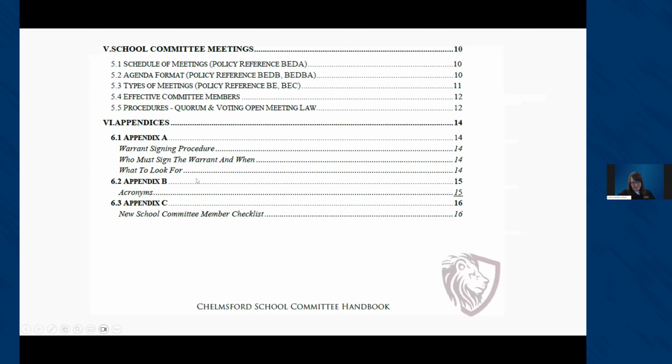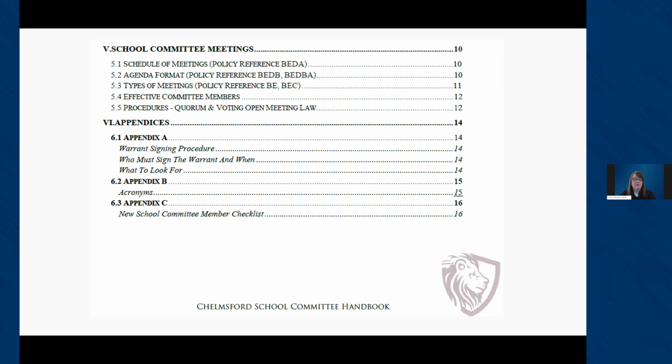So this is slightly smaller than the first one, but this is the second half of their index. They talk about the schedule of meetings, the format, the types. So they explain executive session there. The 10 rules for executive session would be in there as well. They talk about effective communication. They talk about quorum and voting and open meeting law. They've just taken all of that information and put it into one accessible document.